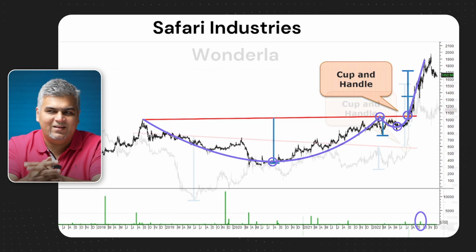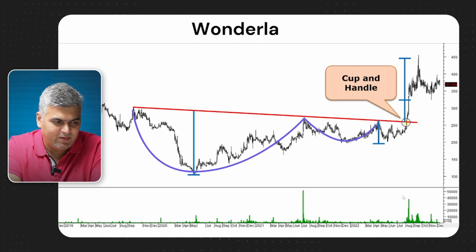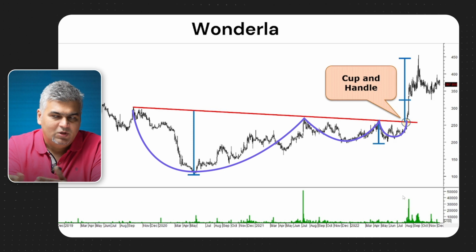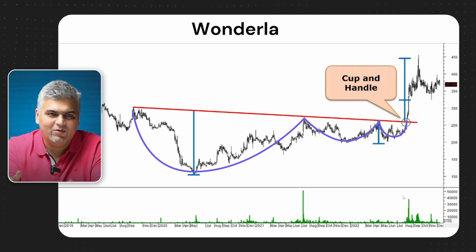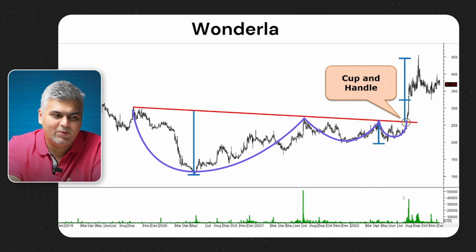Then we take another example of a cup and handle, which is Wonderla. Again, the stock fell in 2020, from say 250, 300 all the way down to 100 levels, made a recovery, made multiple handles here, and it kept on contracting and testing that same breakout point at 250 odd levels. So ideally in this case also, what would be your target? 250 minus 100 or 300 minus the lowest point, and you would have a 150, 200 point target. The stock went from 250 to 400 in less than 3-4 months.